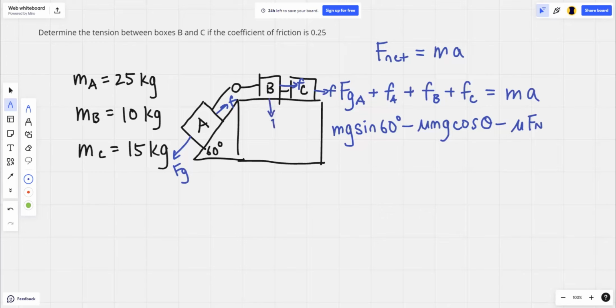This is Fg, and the force pushing on the box is the same but in the opposite direction. It's perpendicular to the surface. And the formula for Fg is mg. So we can just replace this with mg.